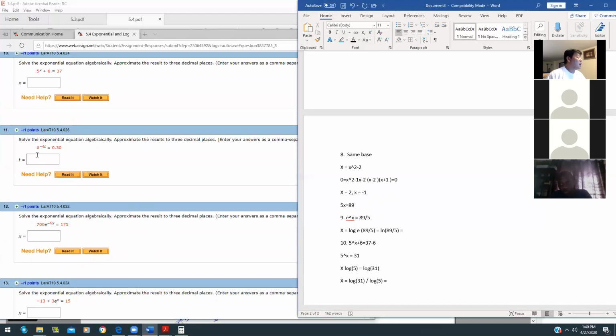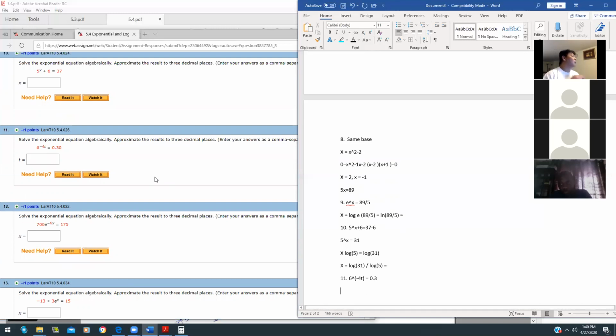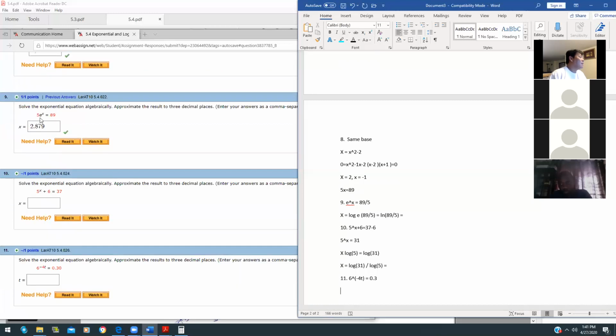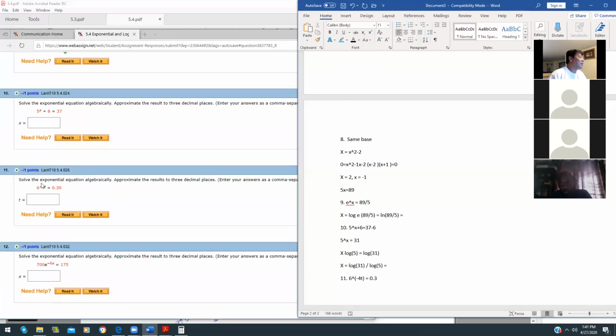Does anyone know how to do question 11? What is the first thing you do here? 6 to the power of negative 4t equals 0.3. Do you have anything around your exponents? Like last time, we got 6. We had to get rid of 6. Last time, we had 5. We had to get rid of 5. Do we have anything around your exponents in this case? We don't. So how do we do this?